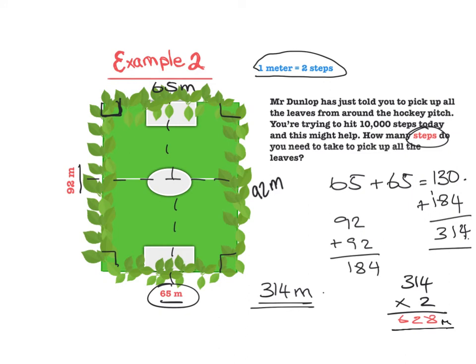So 628 steps. So just remember, a rectangle, even though it looks like a normal polygon, it's not, because both lengths don't match. So that's 65 meters and 92 meters. Altogether, it adds up to 314 meters all the way around, which is 628 steps. So you're almost there to 1,000 steps, helping you get to your 10,000 steps.